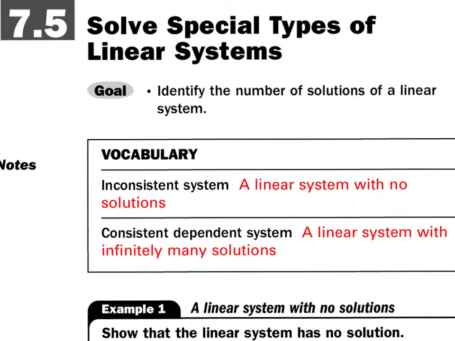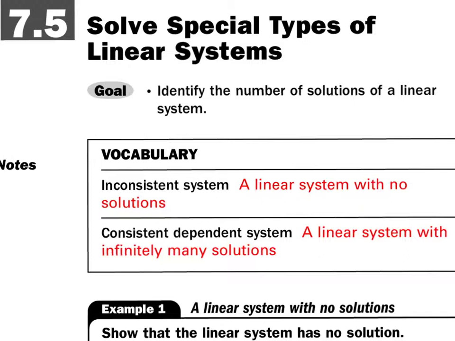Today's lesson is on solving special types of linear systems. Today we'll be talking about the number of solutions of a linear system. Up until this lesson, the systems that we've been looking at have had exactly one solution, meaning that the two lines crossed at one point.